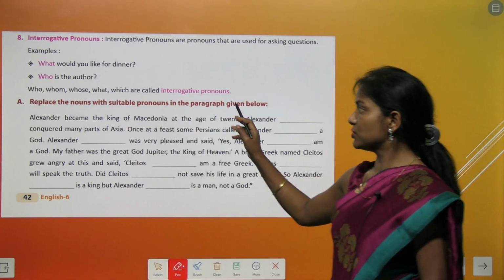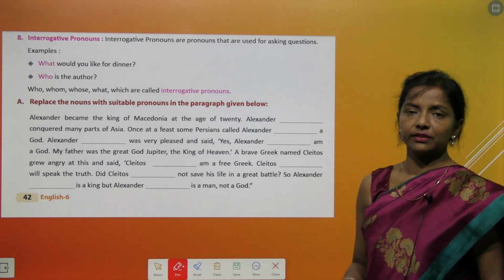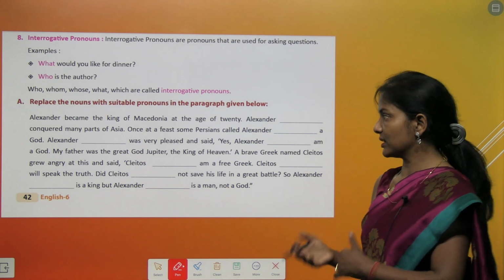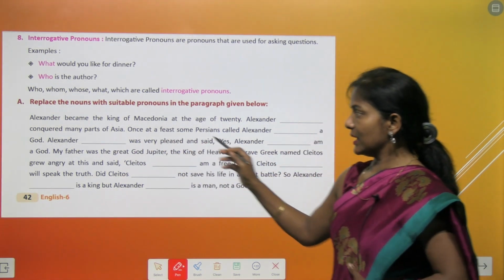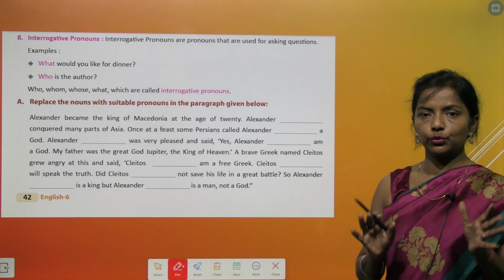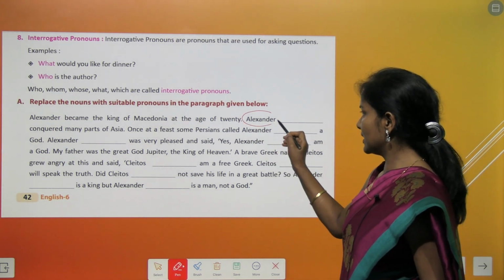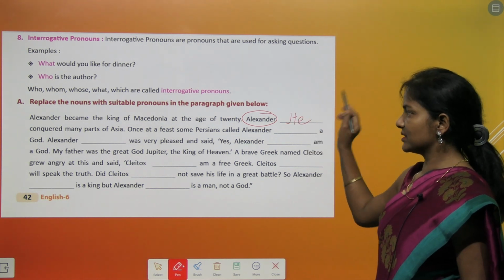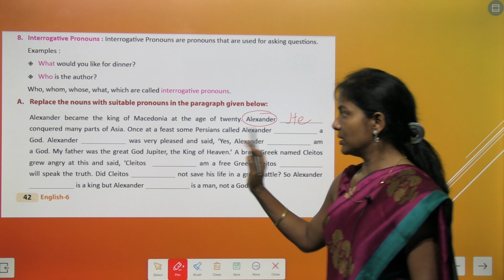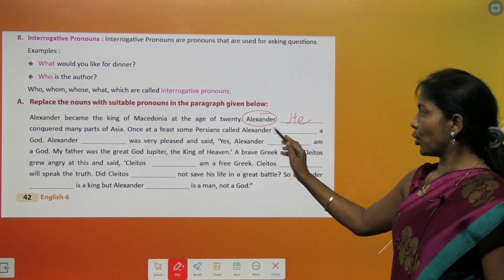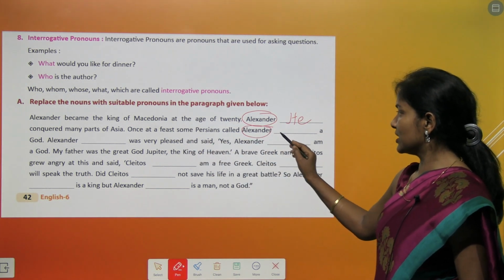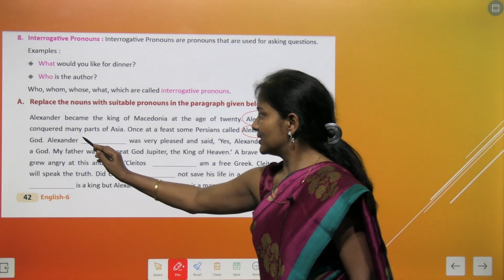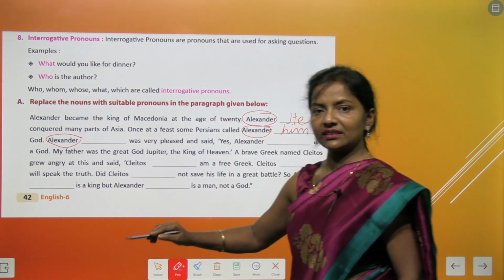Replace the nouns with the suitable pronouns in the paragraph given below. यहाँ हमें noun जो भी noun है उसको हमें pronoun में change करना है. Alexander became the king of Macedonia at the age of 20. Now, Alexander यहाँ noun है. Alexander की जगह हम क्या लिखेंगे? He conquered many parts of Asia. Once at a feast, some Persians called, again Alexander की जगह, him a god.